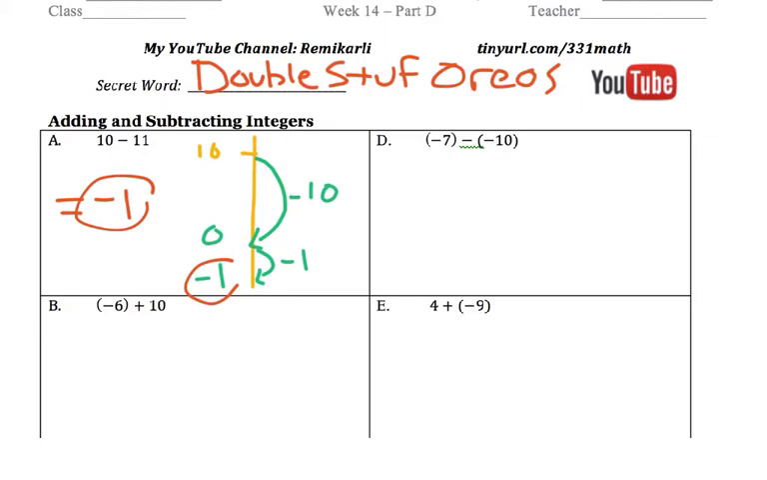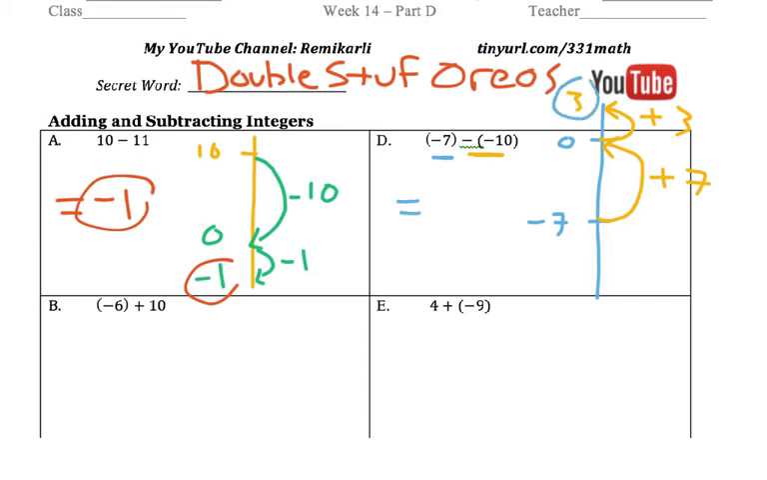For D, it says negative 7 minus negative 10. For this one, let's look at it piece by piece. So negative 7 is the starting point. So that's like starting down here, below 0. And then it says minus negative 10. That's like subtracting weight from the house, and getting rid of weight is like addition because it brings the house up. So I know that this is going to go up 10. So let's go up 7 to get to 0, and then up 3 more to get our final answer of positive 3.